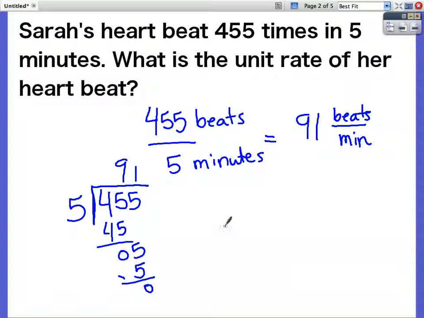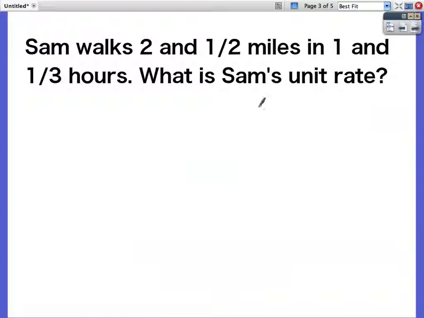That's significant. It probably means Sarah was exercising or jogging or maybe walking fast. I'm not really quite sure. It would depend on Sarah's height and weight and everything, on what range of heartbeat would be normal for her. But it's definitely elevated beyond the normal. And 91 beats per minute is easier for us to think of than 455 beats per 5 minutes. So really it's as simple as dividing by the denominator. That's all you do.